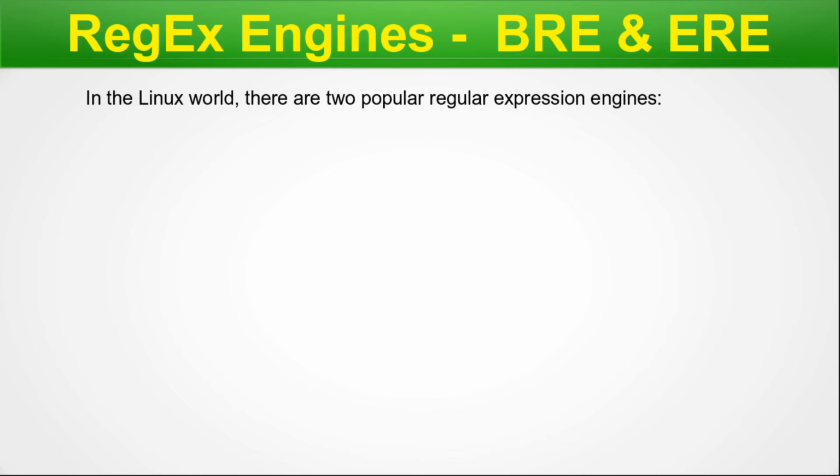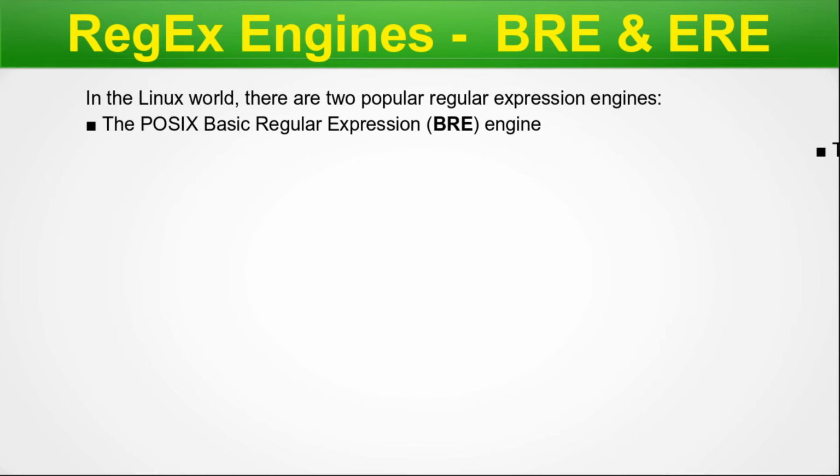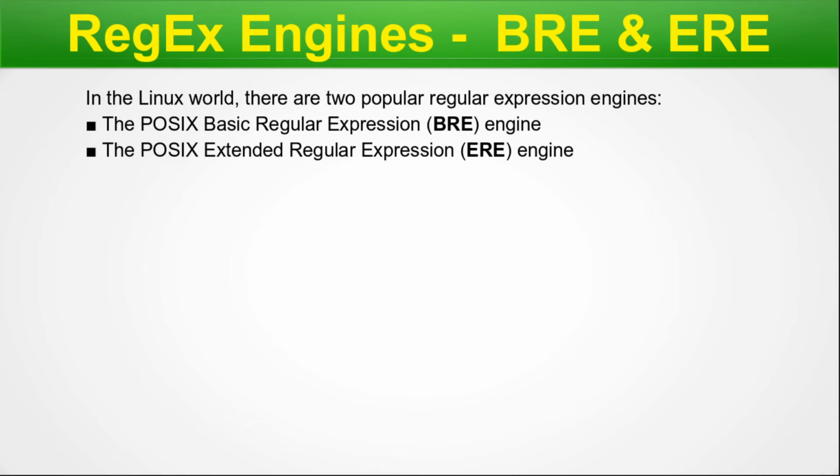In the Linux world, there are two popular regular expression engines. The POSIX basic regular expression engine, that is called BRE. The POSIX extended regular expression engine, called ERE. Okay, so these are the two types of engines that exist so far in POSIX, that is the Linux system.